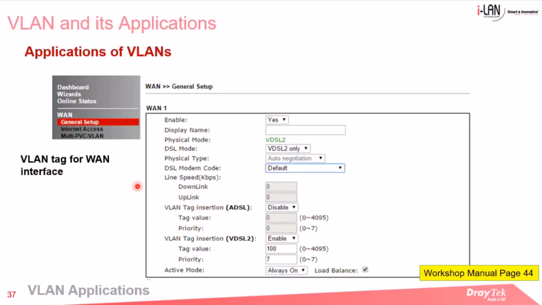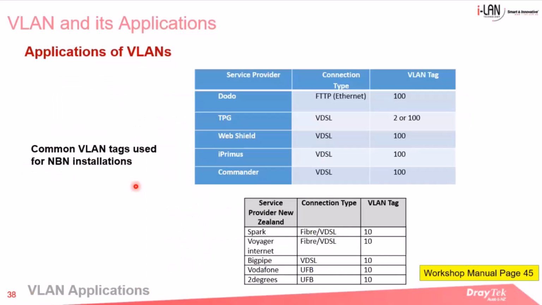Another example where we can use the VLAN is adding the VLAN tag for the WAN connection. This is set up in the WAN and general setup configuration menu in the DrayOS router. So for this VLAN, we put it on the WAN connection because some of the ISPs in Australia require a VLAN tag to get the internet connection. Otherwise, if you don't put the VLAN tag, there will be no data connection at all.